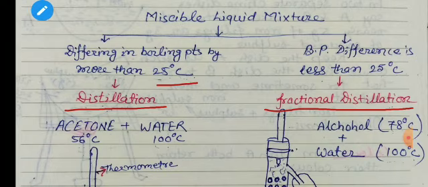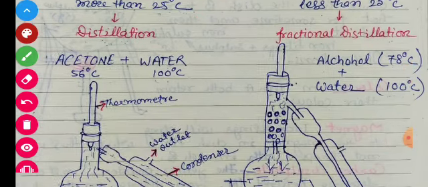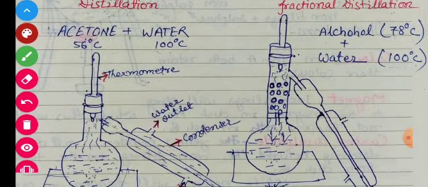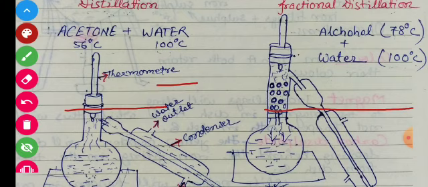So we can understand this with distillation. For this we can take the example of acetone plus water. If the mixture is of acetone and water, in this case acetone's boiling point is 56 degrees Celsius, whereas the boiling point of water is 100 degrees Celsius. So in this case you see the difference is more than 25 degrees Celsius. Hence in this case, distillation.